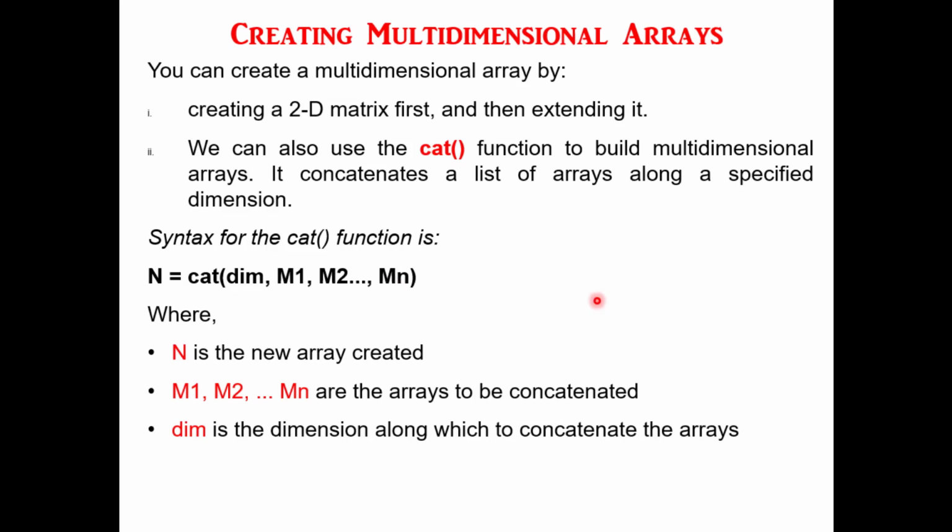The syntax for the cat function is simple. Simply define a new array, use the cat function, specify the dimension, and include the matrices you want to concatenate. N is the new array created. M1 to Mn are the arrays to be concatenated, that is combined, while dim is the dimension along which to concatenate the arrays.